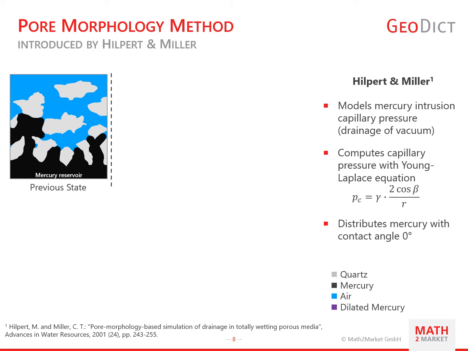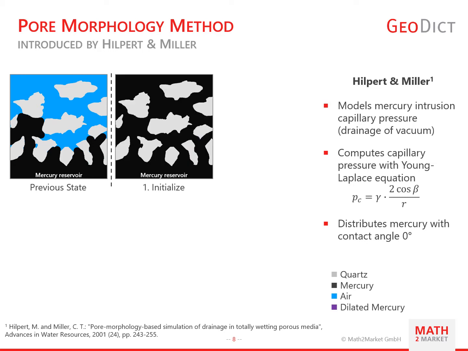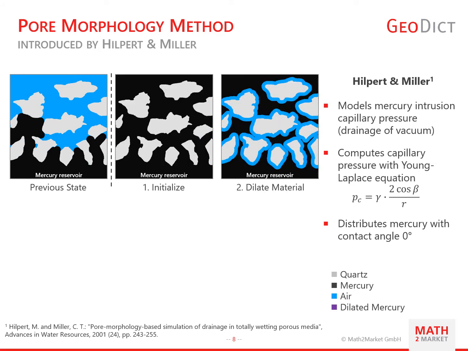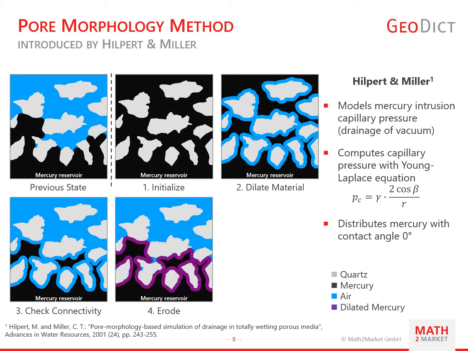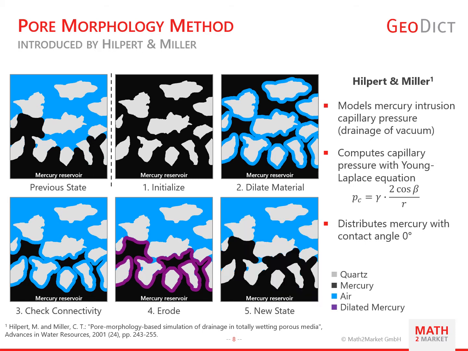In order to predict the fluid interface movement, we start off with an initial step where everything is filled with mercury. Then we dilate the solid materials by an air layer with a thickness which is the radius in this equation. Next, the connectivity to the mercury reservoir is checked and non-connected mercury is reassigned to air. Subsequently, the so-called erosion step is performed where an additional mercury layer is introduced with the same thickness, here shown in a purple color. As a result, the new state of fluid distribution is obtained.